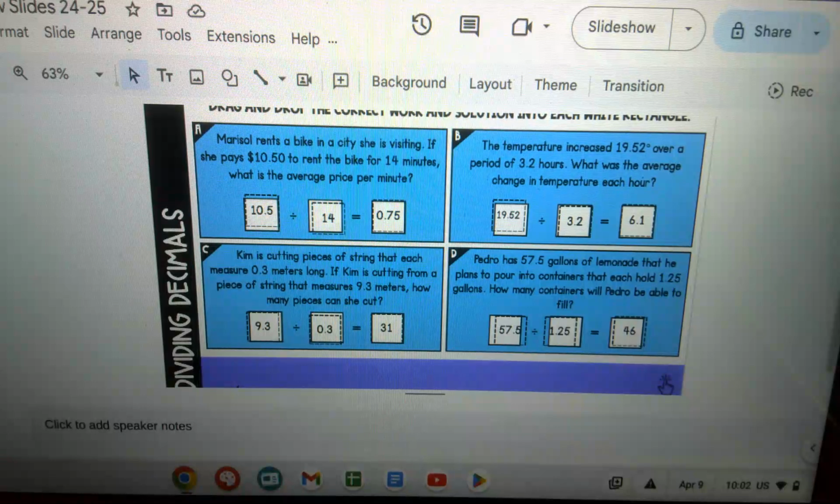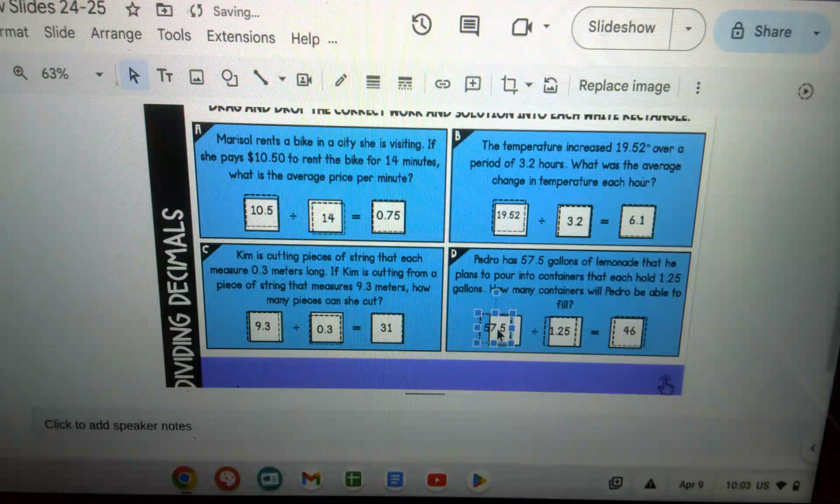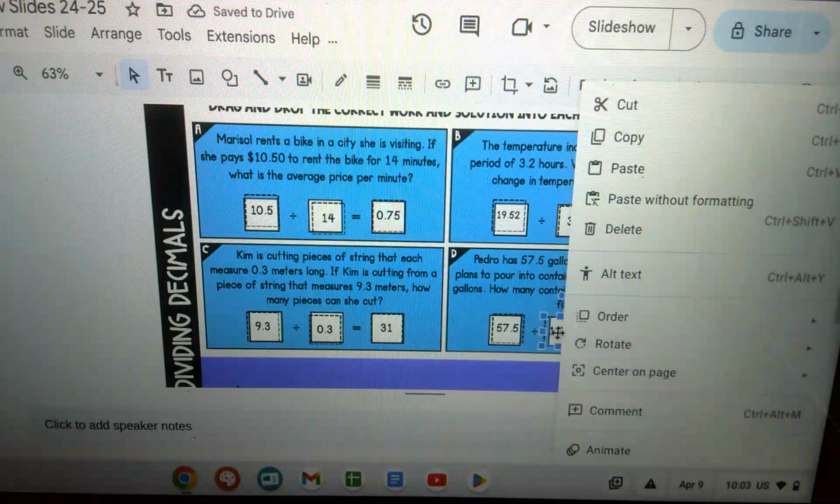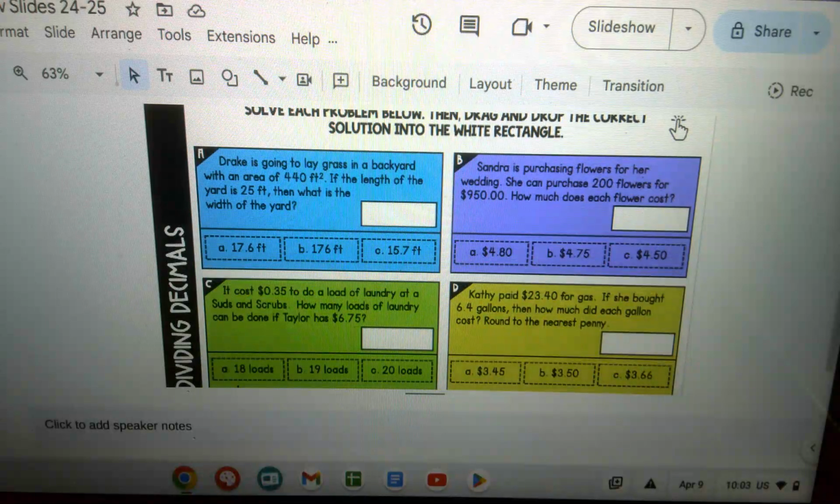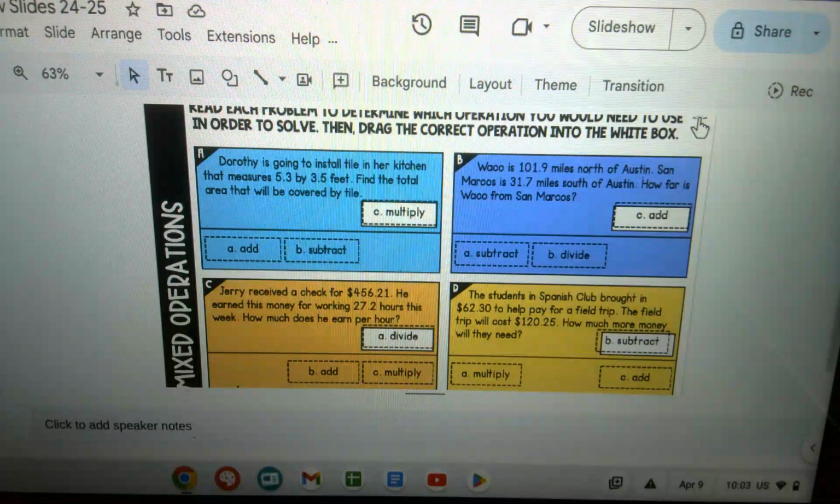On C, the long piece of string is 9.3 meters. She's cutting it into 3/10 of a meter long pieces. How many pieces can she have? 31. In part D, he has 57.5 gallons, and each container holds 1.25 gallons. How many containers will he need? He'll need 46 containers. Any questions? All right, we didn't do that one, but you did this one.